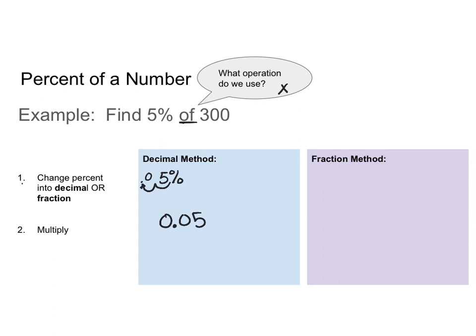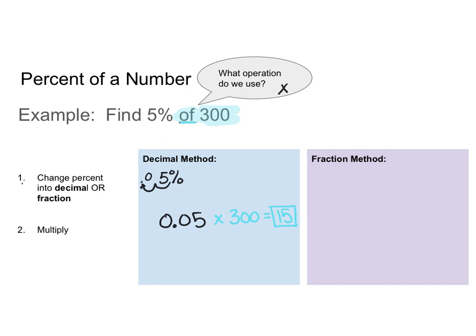0.05. And then it says, up at the top, it says of 300. So I'm going to include that. So I'm going to multiply that times 300. So I'm going to take my calculator and I'm going to type in 0.05 times 300 and I get 15. Okay. So 5% of 300 is 15.